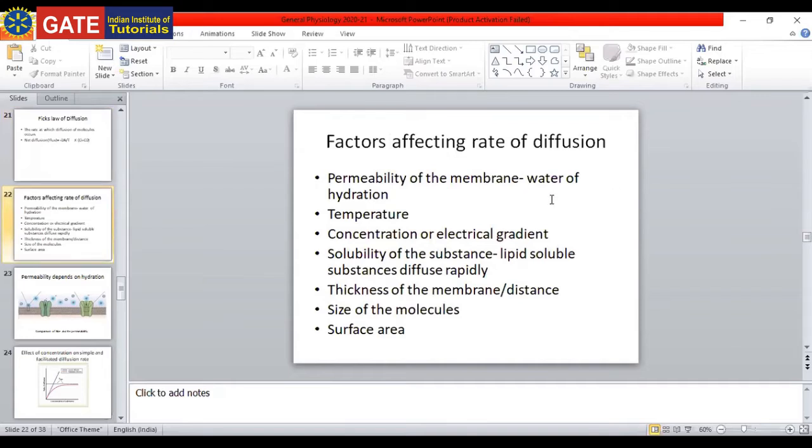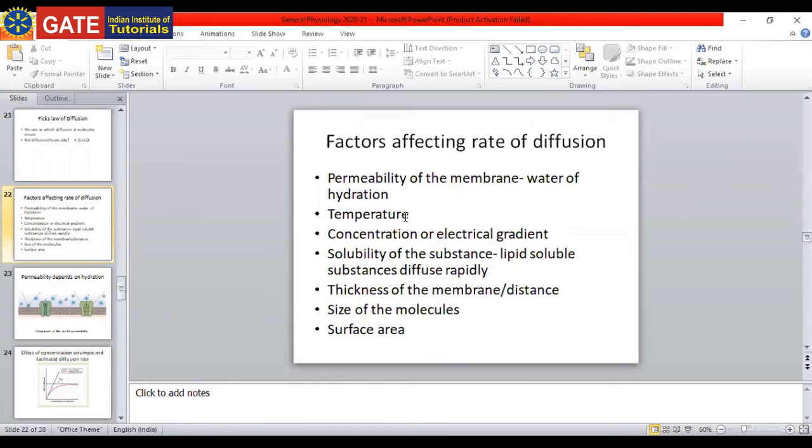Water of hydration plays an important role in the permeability. Higher the temperature, better is the diffusion. Higher the concentration gradient or the electrical gradient, greater is the diffusibility. More the solubility, faster is the diffusion. More the thickness, what happens to the diffusion? It will reduce. Yes, very good. So it has to travel more distance. That is why it is inversely proportional.